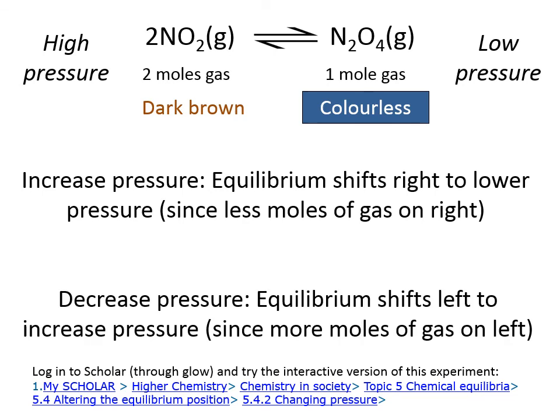If we then decrease the pressure, the equilibrium shifts to increase the pressure again. So it moves to the higher pressure side, the side with more moles of gas. So in this case, it moves to the left because that's going to increase the pressure again and give us more moles of gas. Again, please pause this video here, go on to Scholar and try the pressure experiment on Scholar.